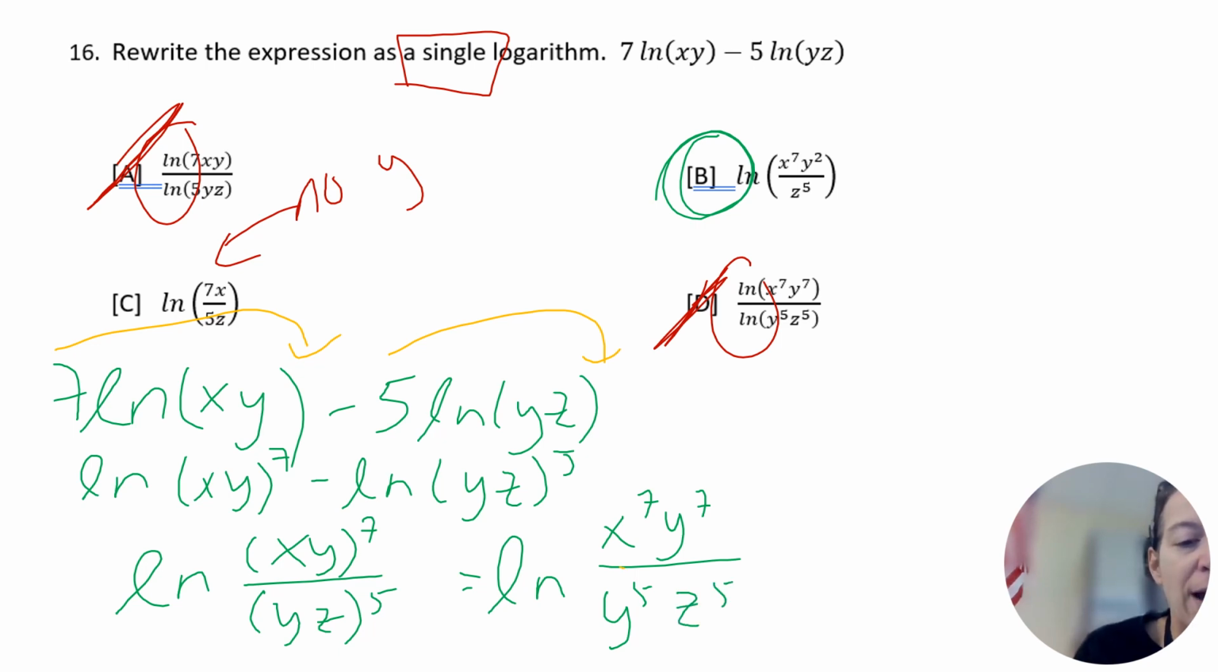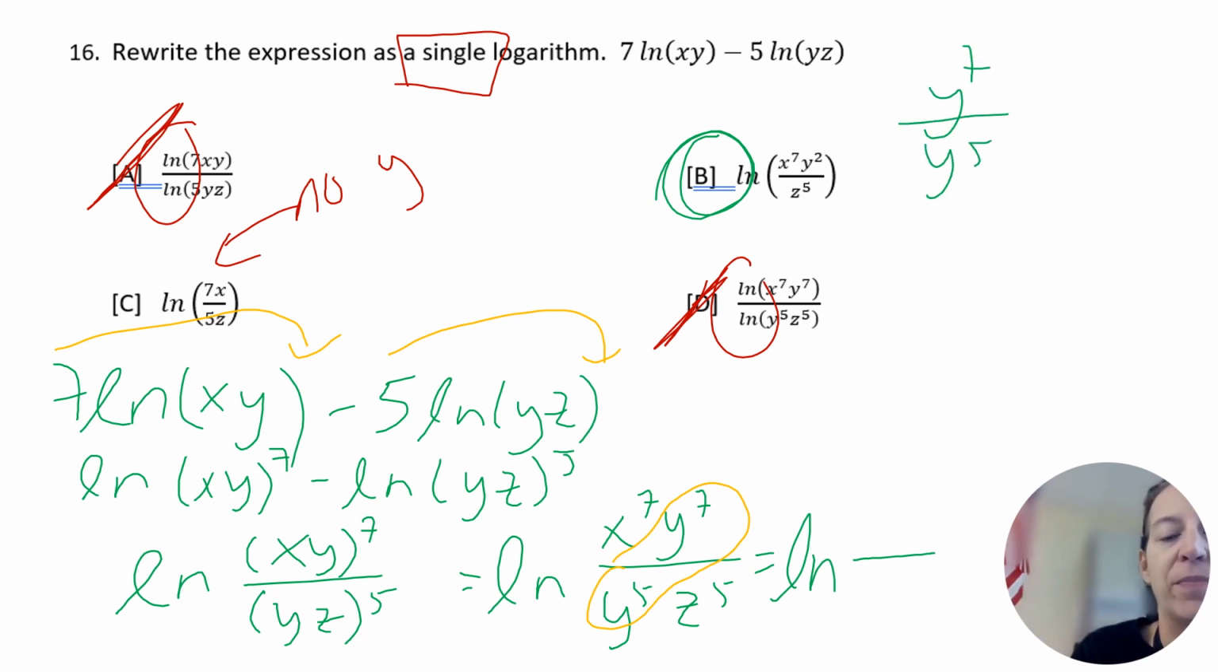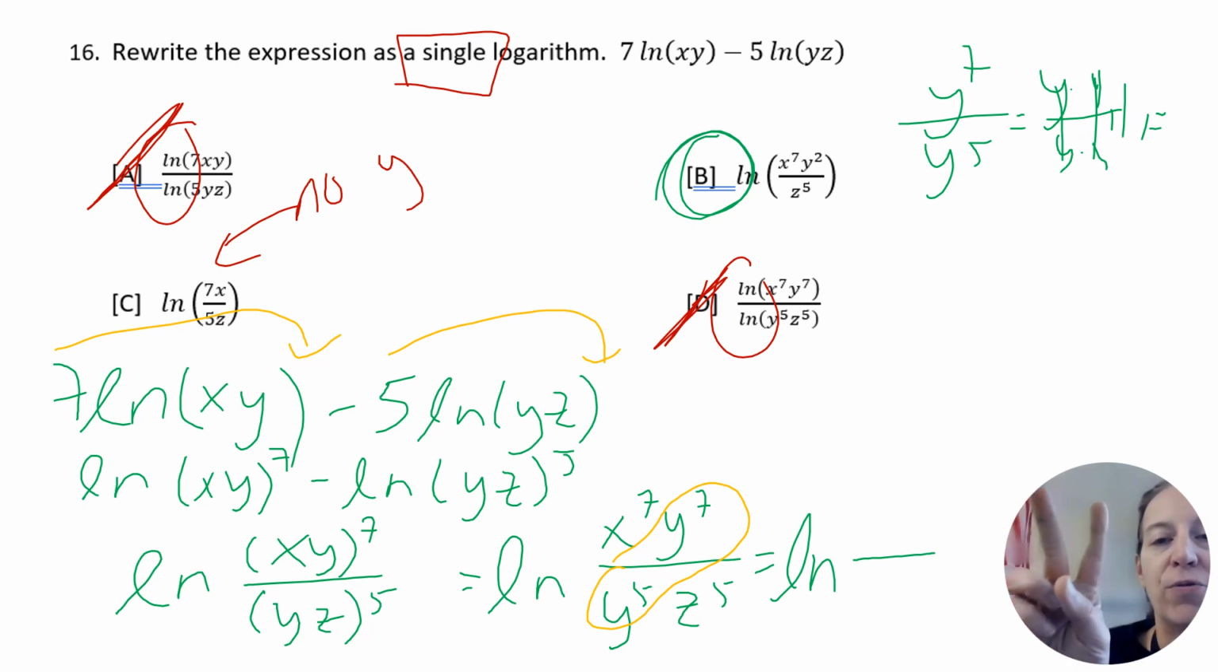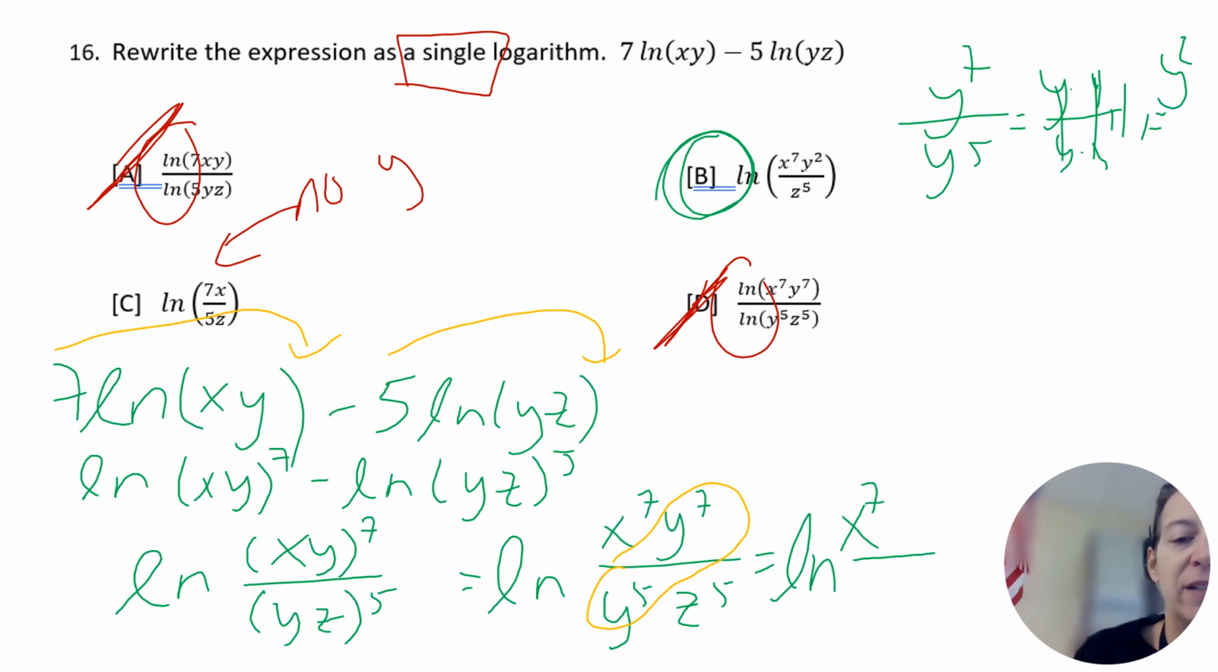When you look at your y's, remember this reasoning process that we've got here? If I have 7 y's on the top and 5 y's on the bottom, we're going to cancel a bunch out. Cancel, cancel, cancel. When I've canceled everything out, I have 2 extra y's, and they are going to be on the top. All the ones on the bottom are going to cancel out. So that's going to leave me with x to the 7th, y squared, and then the ones on the bottom cancel out, and I get z to the 5th.